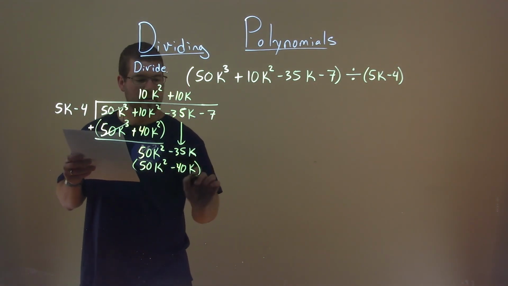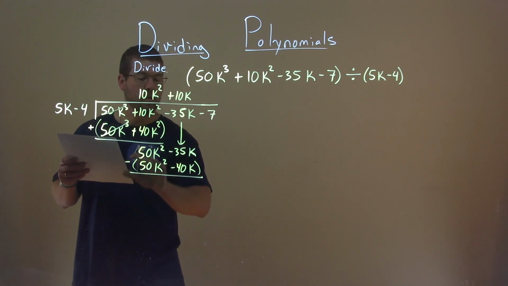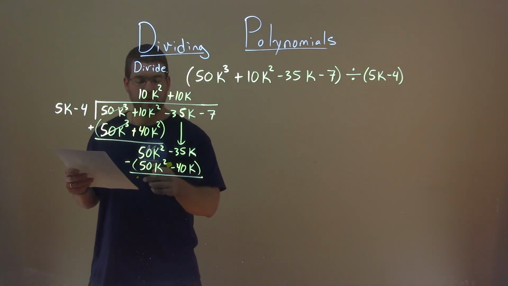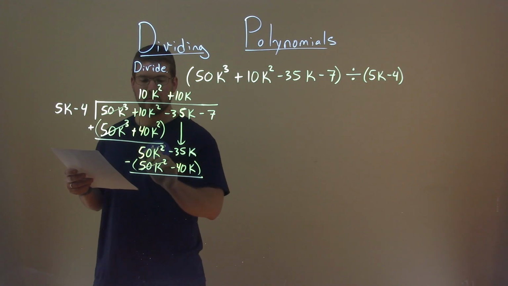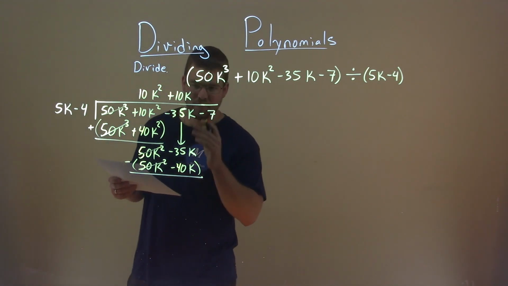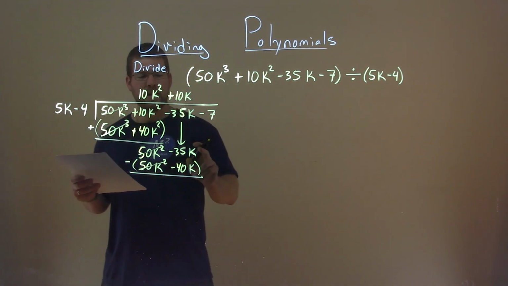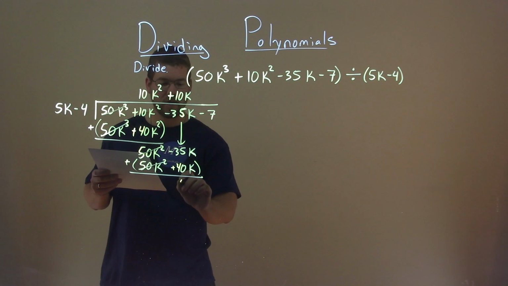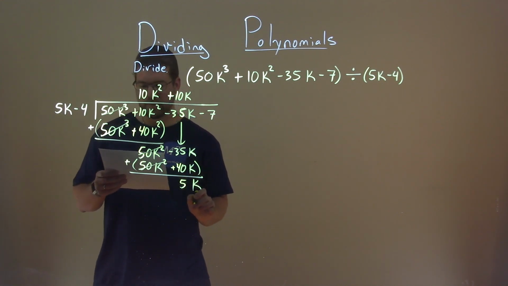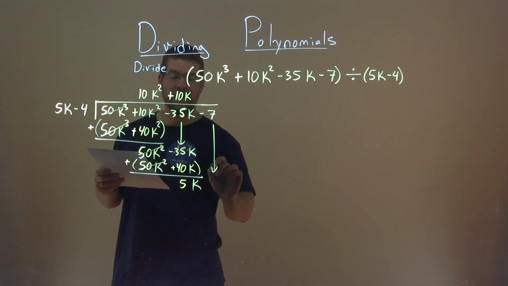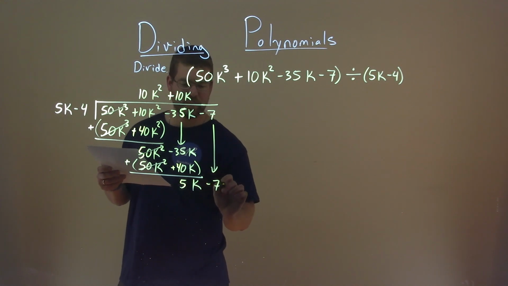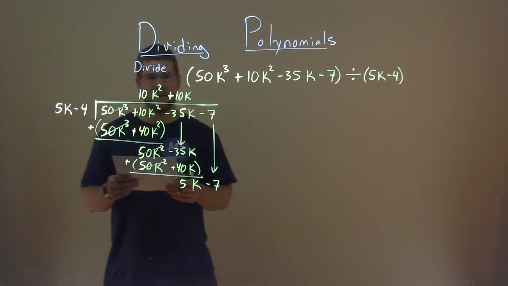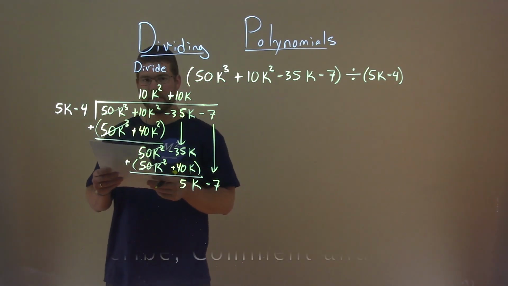Now we're going to subtract the whole thing, don't forget. 50k squared minus 50k squared, that should cancel, and then you know you're on the right track. Negative 35k minus a negative 40k, or plus a positive 40k, comes out to be a positive 5k. This time I won't forget to bring down the minus 7. So we have 5k minus 7, and again, we're going to do the same thing.